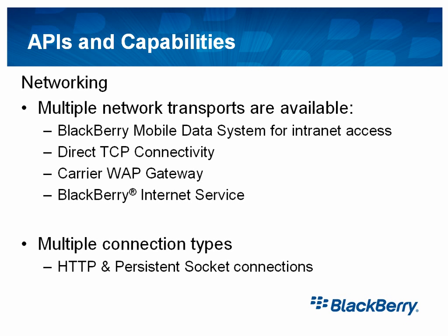When it comes to networking, there's actually a variety of different networking transports that are available to you on Blackberry, depending on how the device is provisioned and depending on how the user has their device set up. First and foremost is the Blackberry Mobile Data System for Internet access. Second would be direct TCP connectivity.